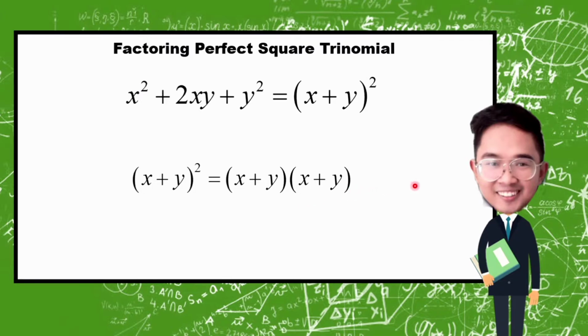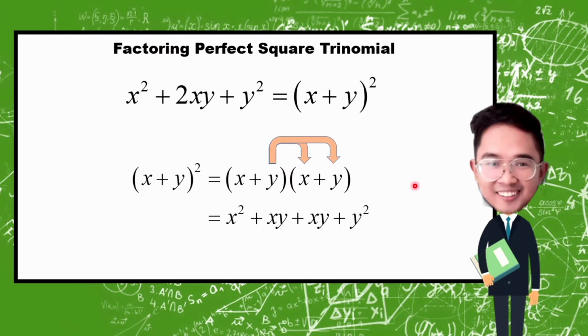In order to simplify this, we need to use FOIL method. Do you still remember FOIL method? F stands for first, O stands for outer, I stands for inner, and L stands for last. So let's have the first term. X multiplied by x is equal to x squared. And x multiplied by positive y is positive xy. Y multiplied by x is equal to positive xy. And y multiplied by y is equal to positive y squared.